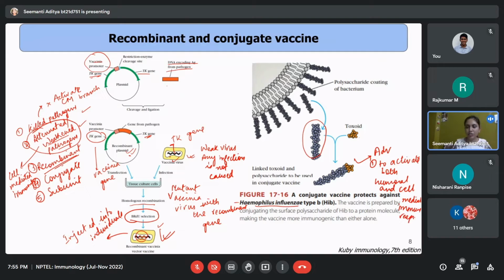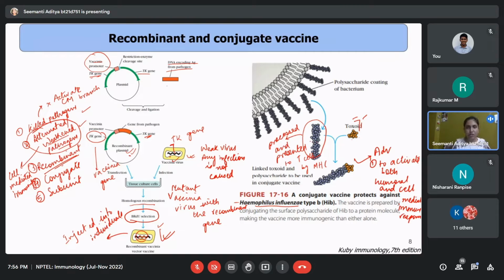Your toxin is easily recognized by your antibody, but your polysaccharide cannot be properly recognized by the antibody unless it is processed and presented by an MHC molecule. So the toxin's antibody is generated by the humoral immune response, but this polysaccharide gets processed and presented to the T cells by MHC, and so the T cells also come into play for providing protection.